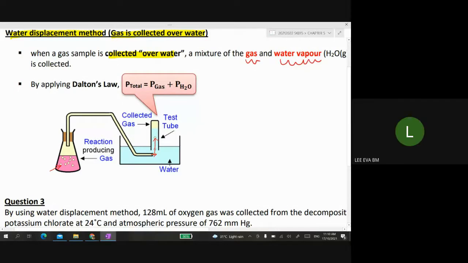So the gas collected over there will pass through your water. When the bubble bursts into the air, this column, this space, will capture both the gas that we want and also the vapor, because it passed through the water over here. So this is what we call the water displacement method. Always remember, water vapor is a compulsory partial pressure inside Dalton's law when using the water displacement method.